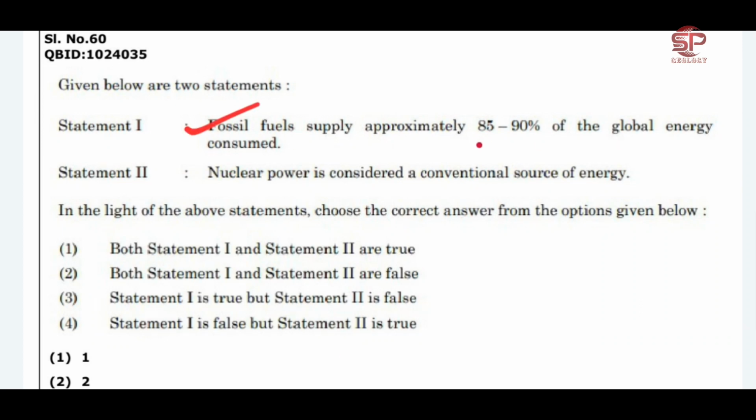So fossil fuels supply approximately 85% to 90% of the global energy, which is correct. The nuclear power is considered a conventional source of energy. Conventional is non-renewable source. So, nuclear power is a non-renewable source of energy. So both the statements will be correct.